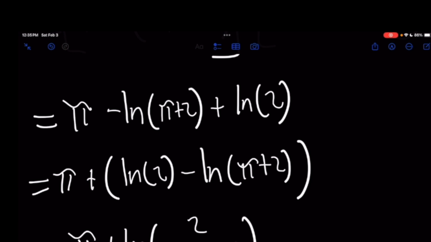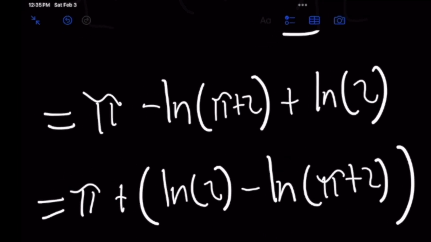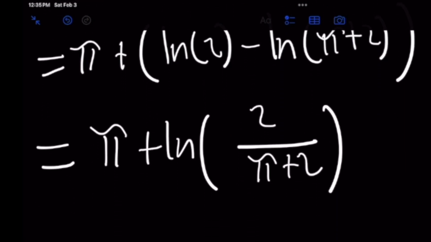When you want to simplify this further, I personally like to rewrite it as, in parentheses, the natural log of 2 minus the natural log of pi plus 2. Because by putting the positive natural log term first, I can use the property for the natural log of a minus the natural log of b, because that's the same as the natural log of a over b.